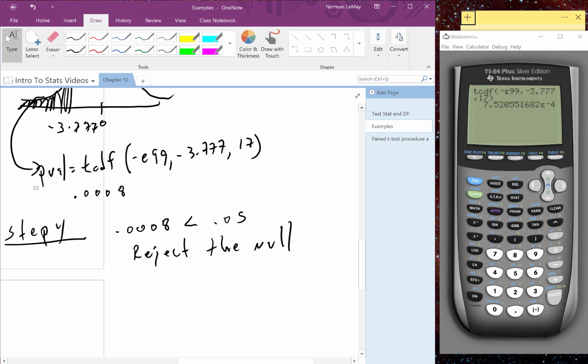And notice that since that p-value is so small, concerning ourselves with committing a type 1 error, we don't really have to worry about that because the 0.0008 is far removed from 0.05.